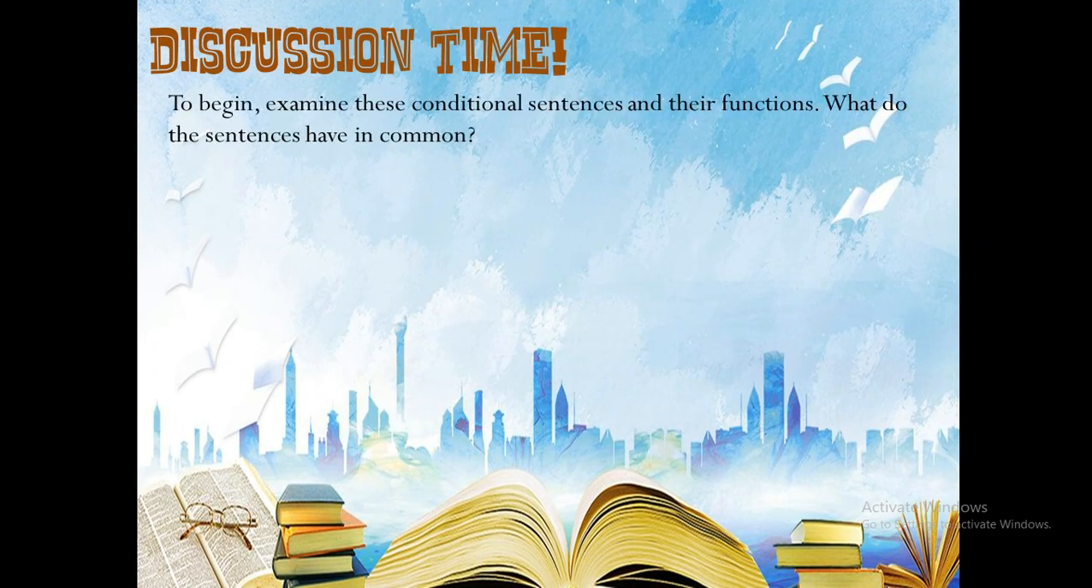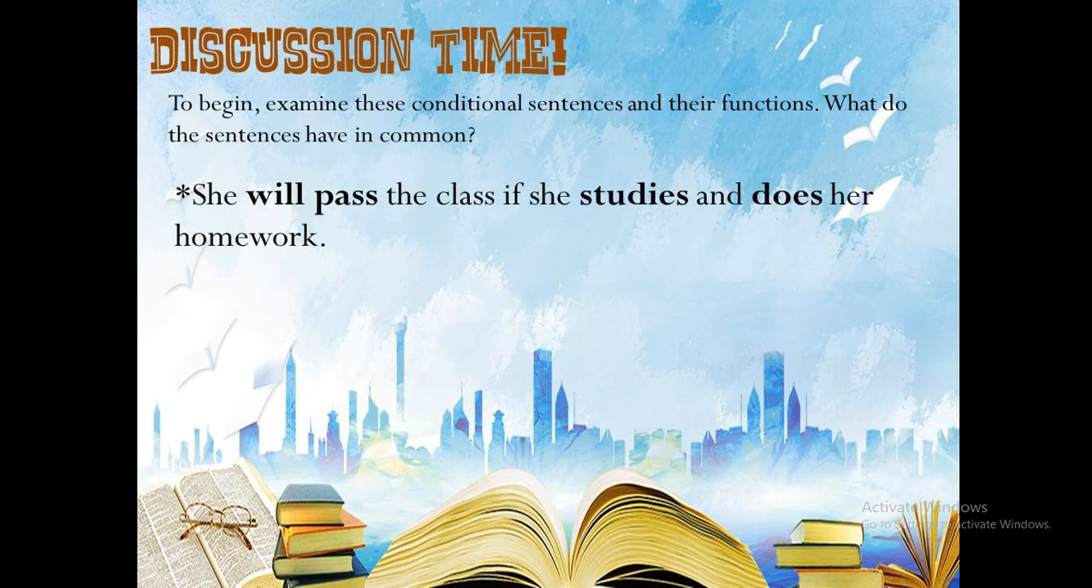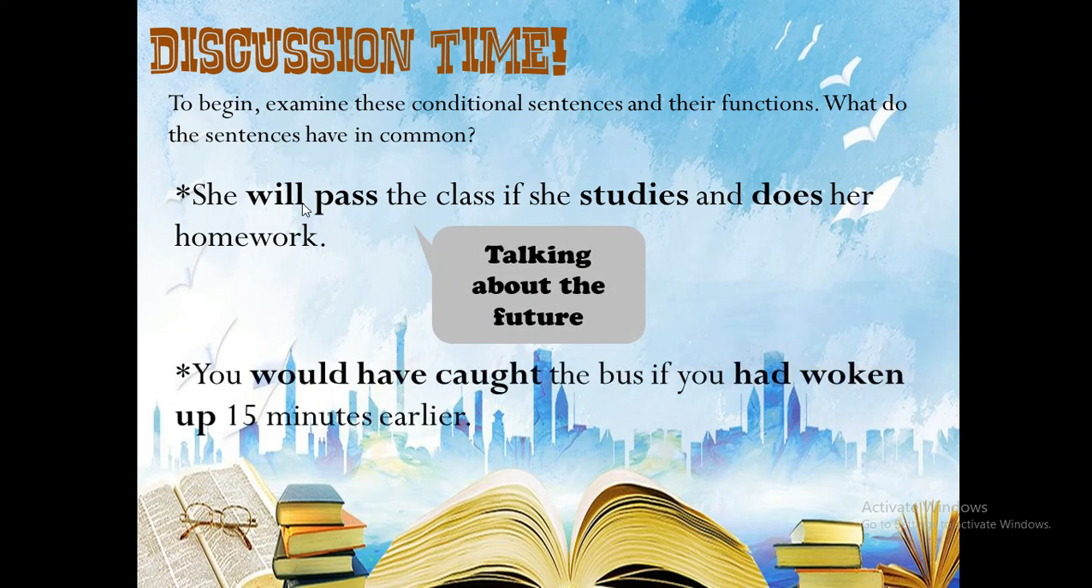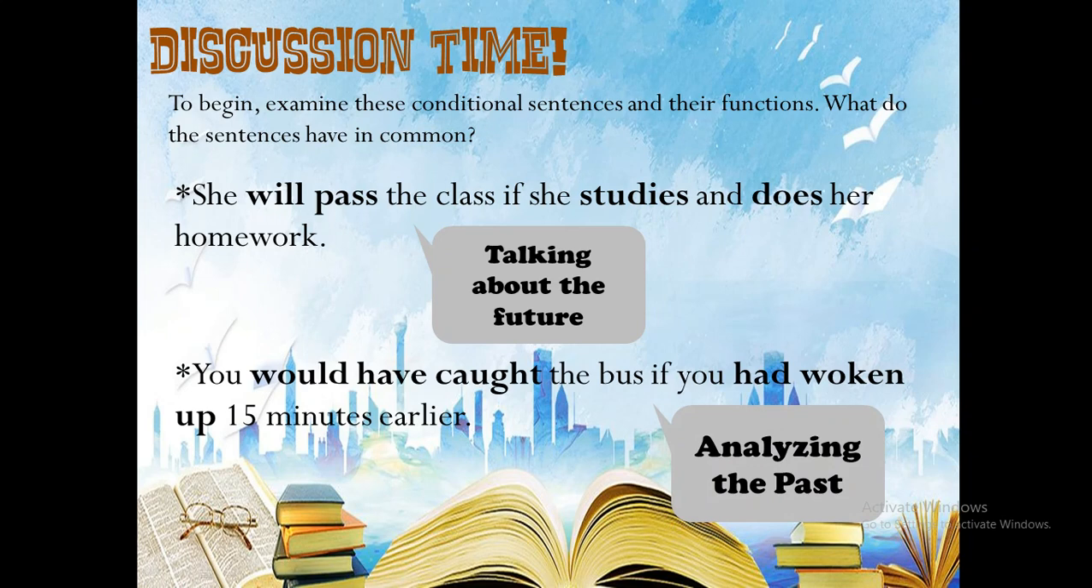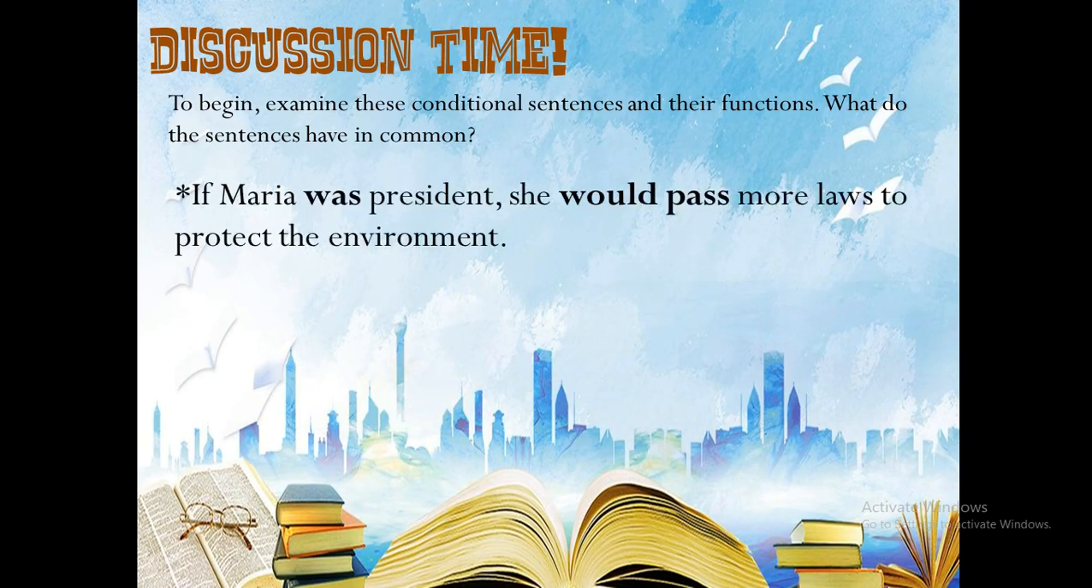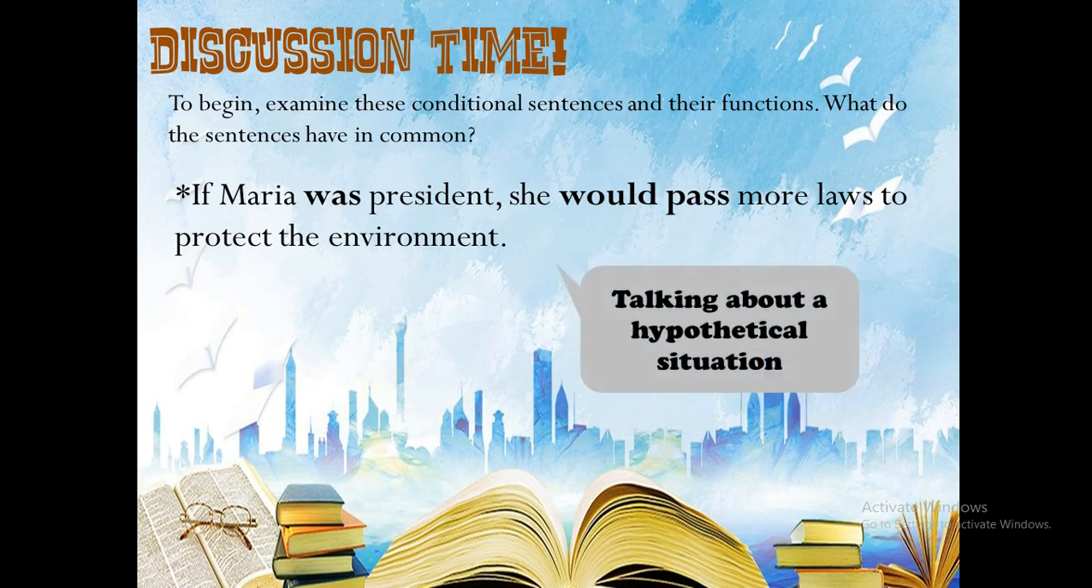We also have here, she will pass the class if she studies and does her homework. Talking about the future. That's why we will point here, will pass, it will be in the future tense. You would have caught the bus if you had woken up 15 minutes earlier. It's analyzing the past. You have here would have caught. The verb always agrees on the tense, of course, if it is analyzing the past, talking about the future, or currently happening. If Maria was president, she would pass more laws to protect the environment. It's about talking of a hypothetical solution.